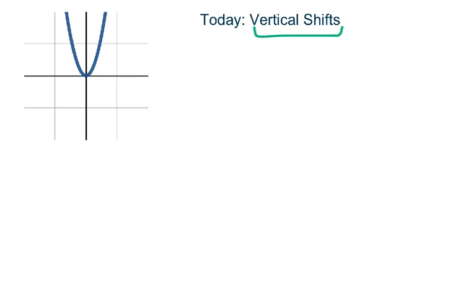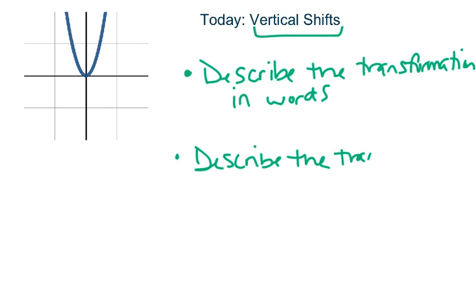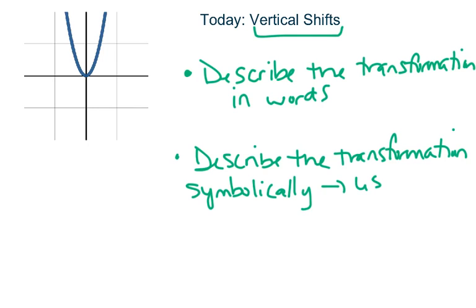We have two goals today. One, you need to make sure that you can describe the transformation in words. And then secondly, you need to make sure you can describe the transformation symbolically, which means using the function notation.